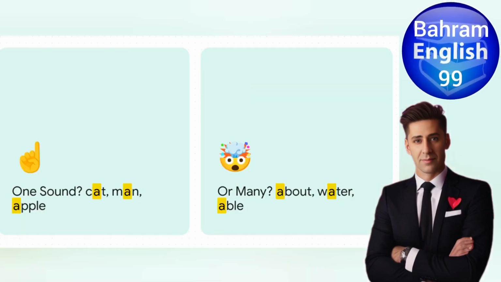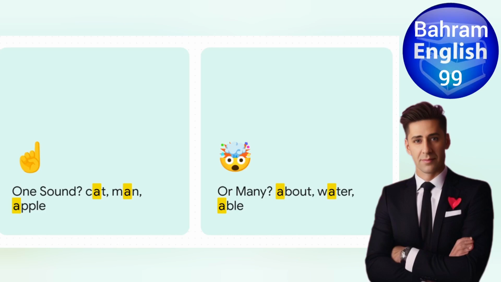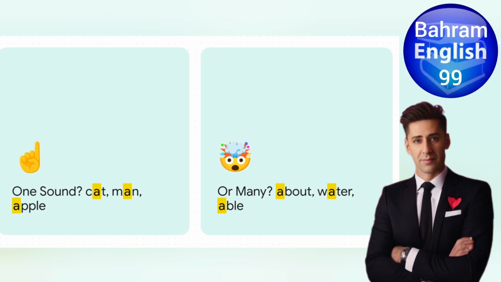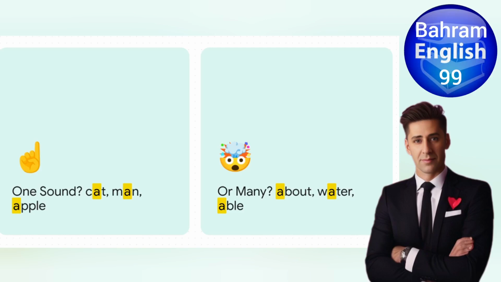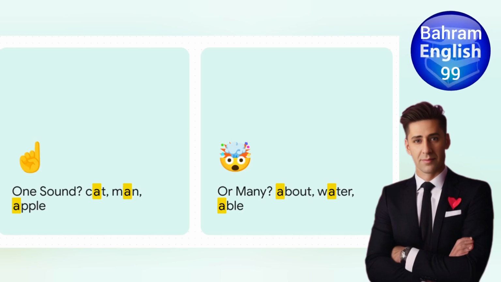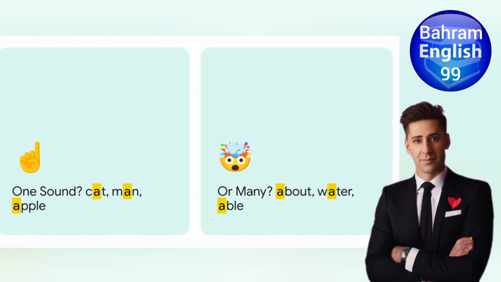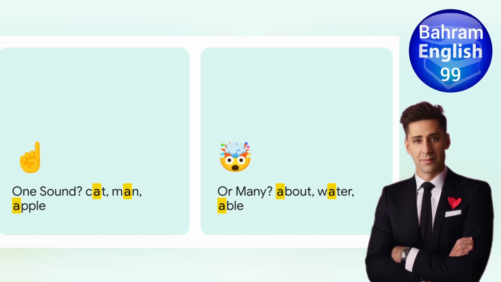Look, we all know the sound from words like cat, man, or apple. That's the one we learn in kindergarten. Simple. But what about the ah in the word about? Or water? Or how about able? Those are completely different sounds coming from the exact same letter. Now, that's not a mistake. That's our first big clue that there's something deeper going on with English.